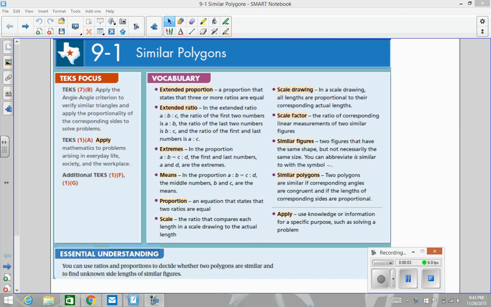Welcome to Geometry for AP. Tonight we're going to talk about similar polygons.